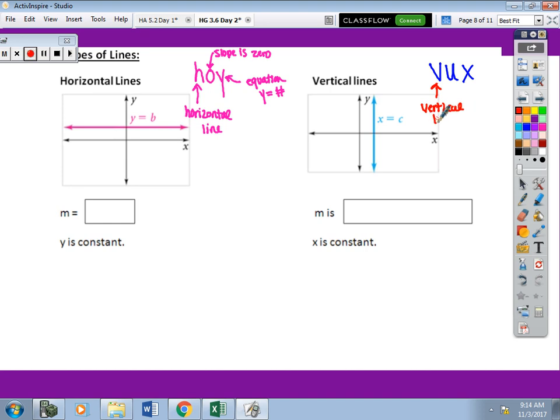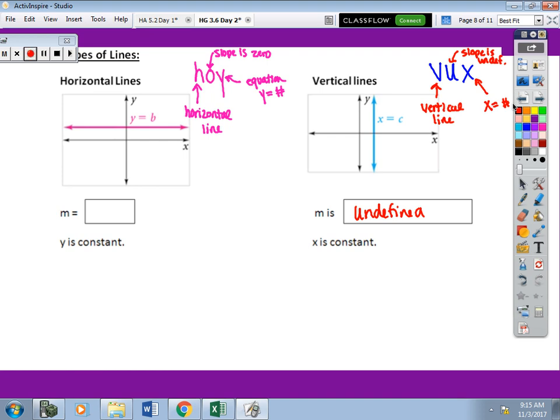So the V stands for vertical lines. What is the slope of a vertical line? Yeah? It's undefined. Okay, so that's just going to go in this little box. So that's what the U stands for. The slope is undefined, because it's infinitely steep. And if we calculated it, it would have a 0 in the denominator. And then the x at the end tells you that the equation will always be x equals a number.